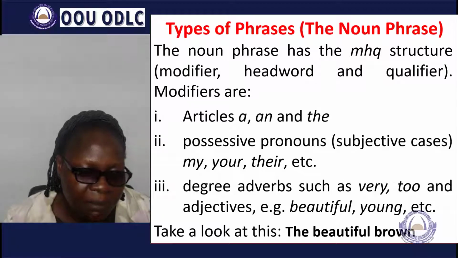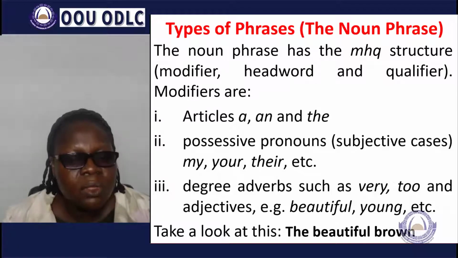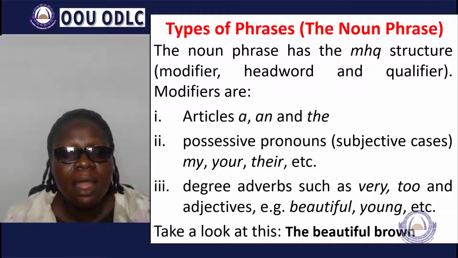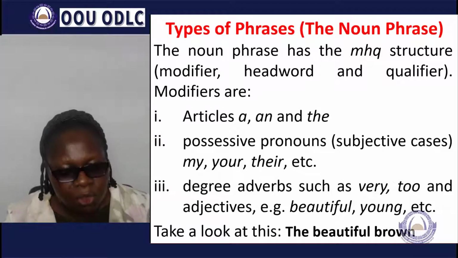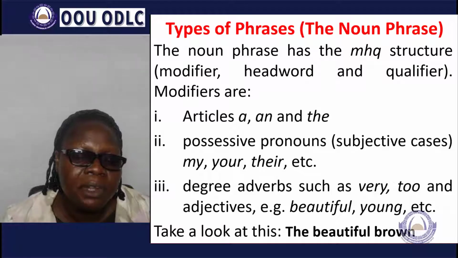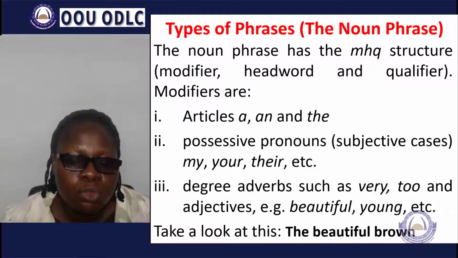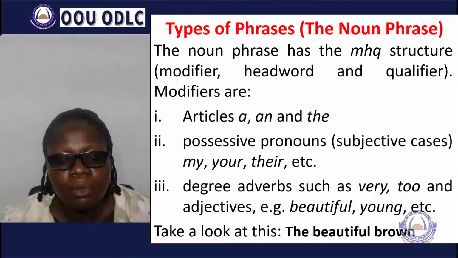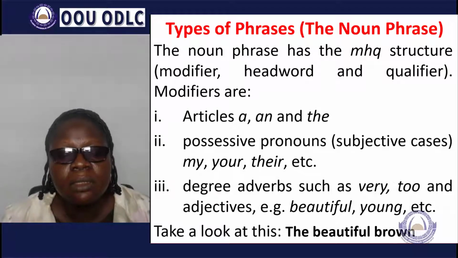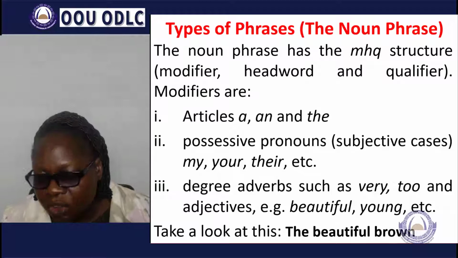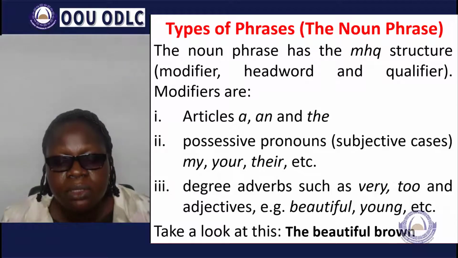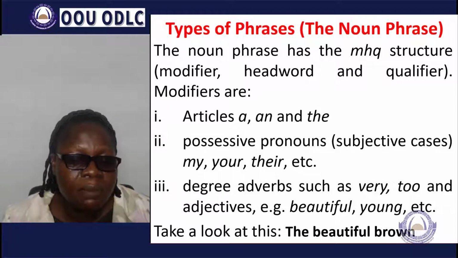We also have degree adverbs which can occur as modifiers in the structure of the phrase. We have degree adverbs such as very, too. And we also have adjectives. Adjectives can also occur as modifiers in the structure of the noun phrase. Examples of such adjectives are beautiful, young, ugly, clever, and so on.